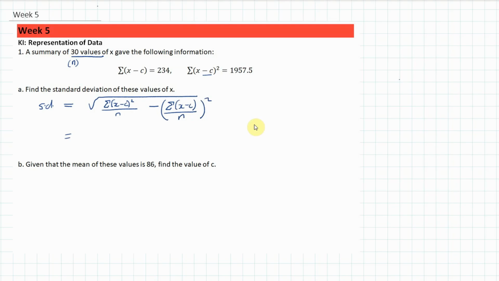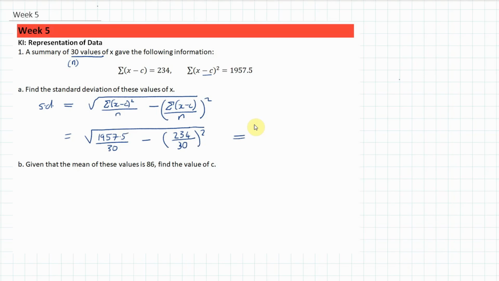Now, let's chuck in our data here. So, it should be the square root, and we're going to have 1957.5 over 30 minus, now, whatever this mean is. So, the sum of all of the values, subtracting c from each one, is 234, and we divide that by n, which is 30, and we're going to square that.